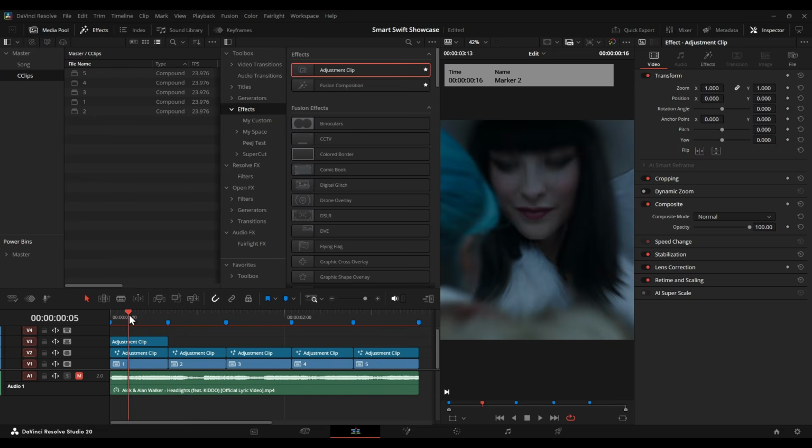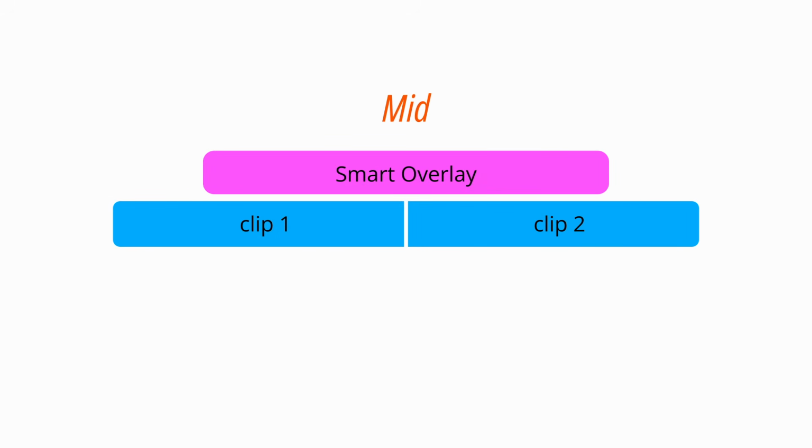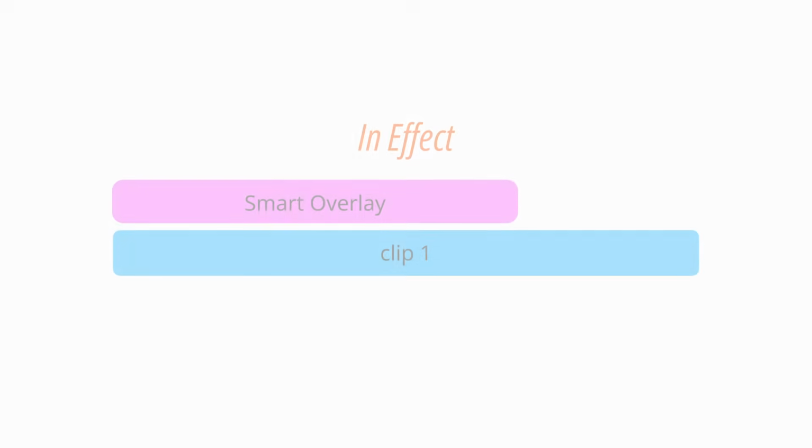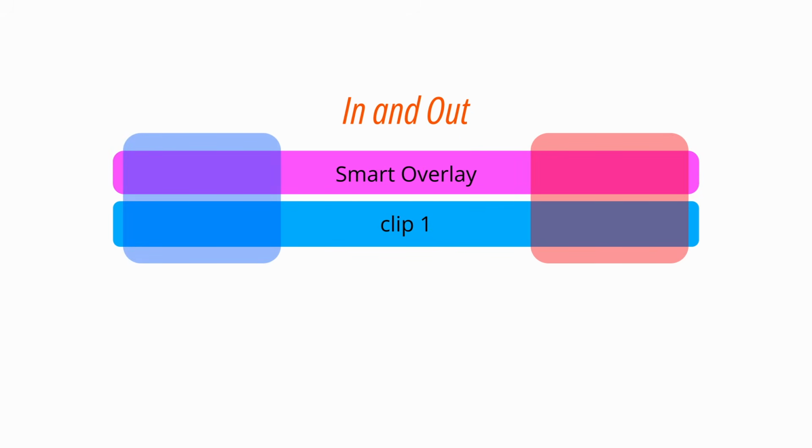About Smart Overlay, it's kind of simple. If you see it called mid, that means you need to put it between two clips. If not, that means it's an effect. If it's called in and out, that means it happens at the beginning and end of the clip.